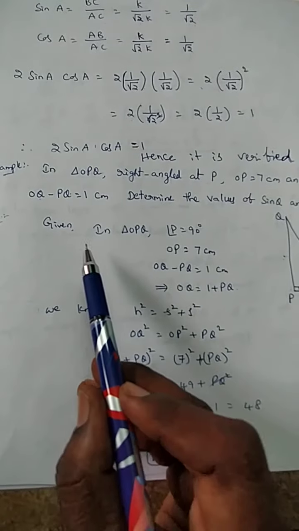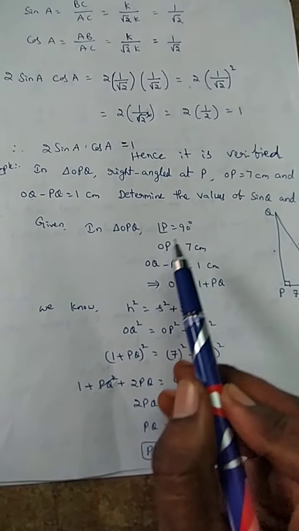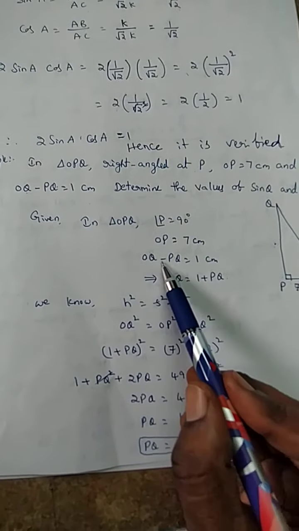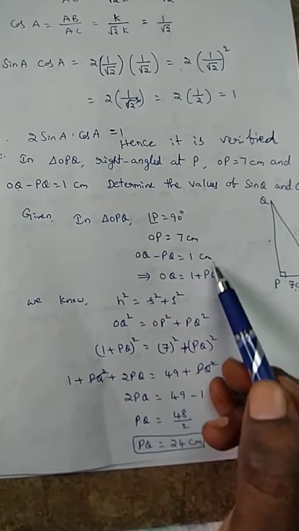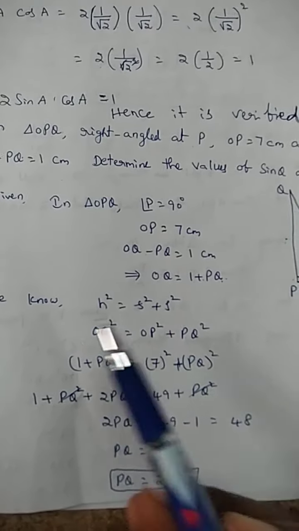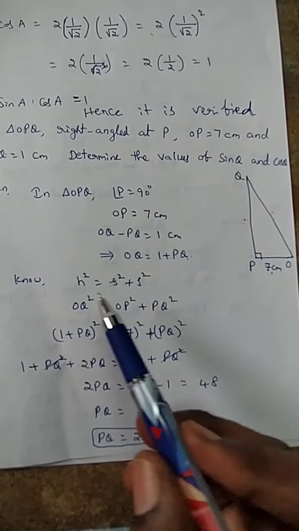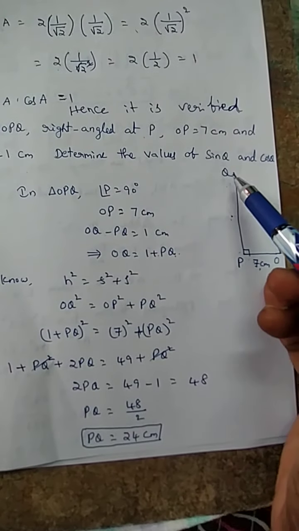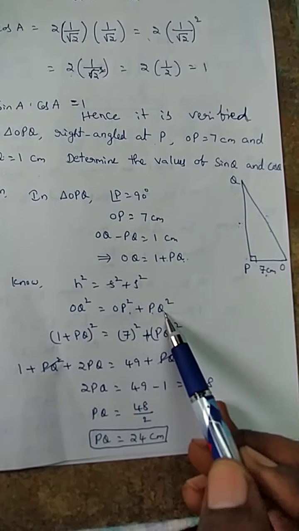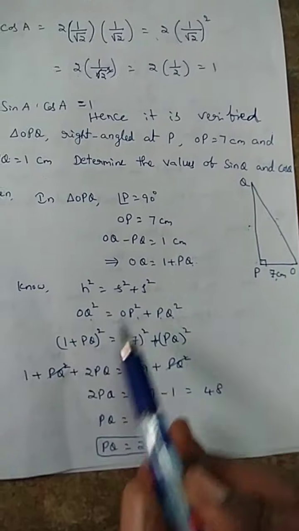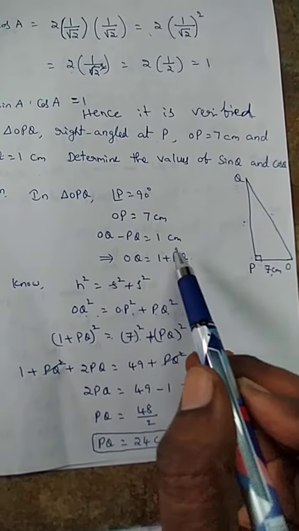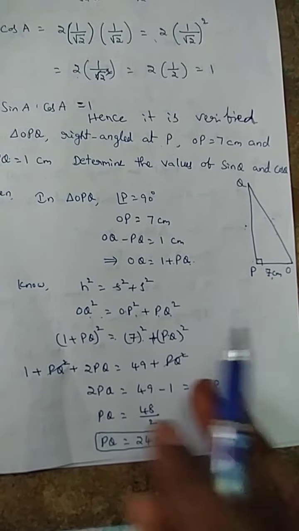Okay, so then coming to that problem, given in triangle OPQ, angle P is equal to 90 degrees, OP is equal to 7 centimeter, OQ minus PQ is equal to 1 centimeter. Then OQ is equal to 1 plus PQ, transposing to that side. Then by the Pythagoras theorem, hypotenuse square is equal to side square plus side square, where the hypotenuse is opposite to the right angle. So OQ square is equal to OP square plus PQ square. What is the OQ in that? 1 plus PQ whole square is equal to OP, 7 centimeter, square plus PQ square.